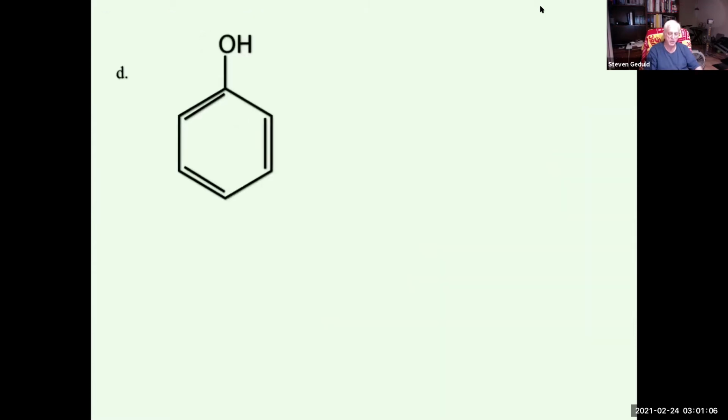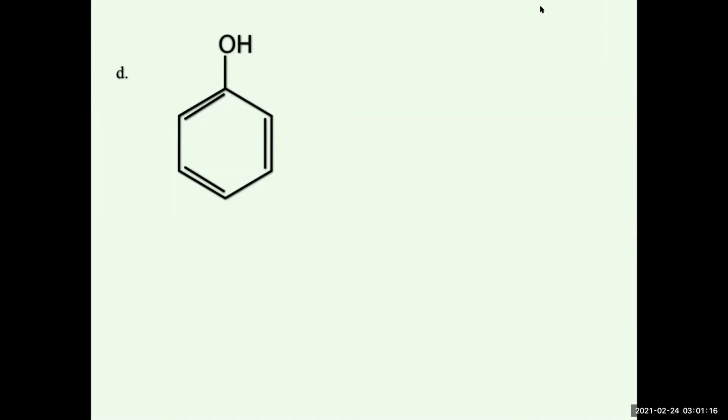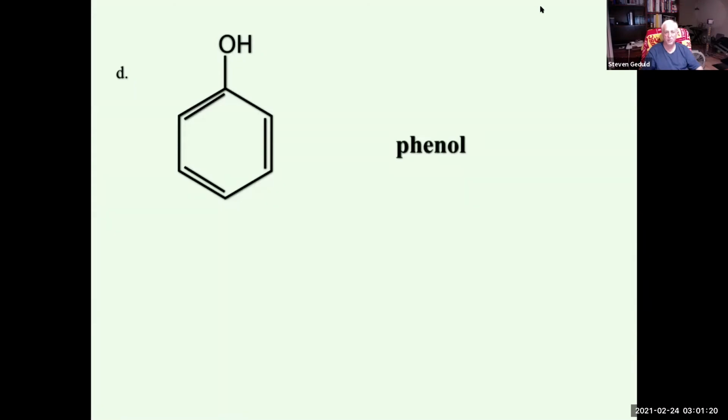All right. Primary, secondary, tertiary, or aromatic. Aromatic. Aromatic has a benzene ring. It's aromatic or phenol. Aromatic and phenol are the same thing. And that's named as phenol.